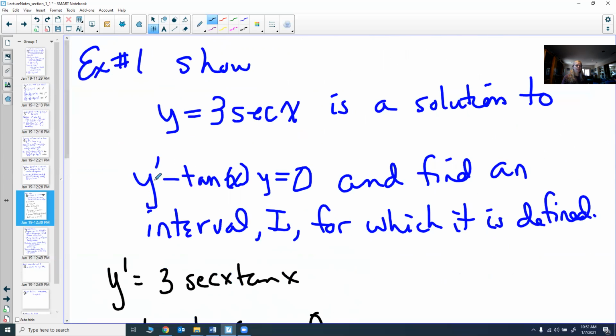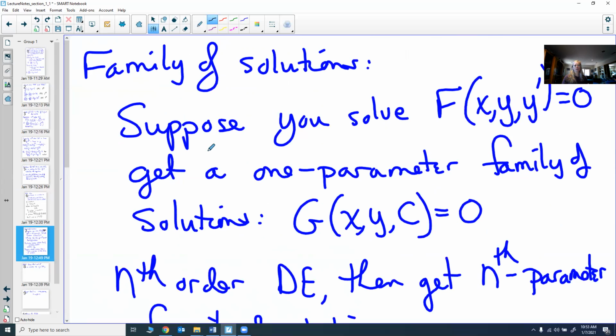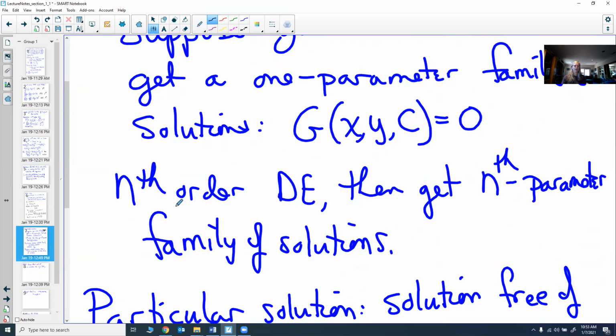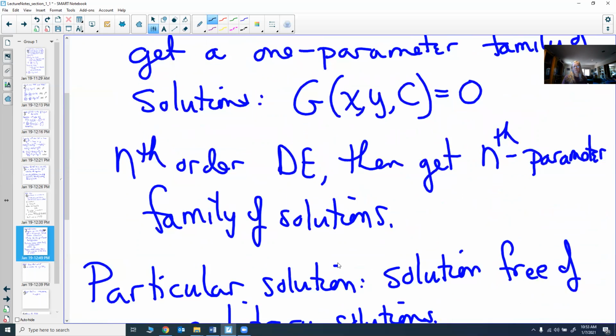In this occasion, we had just y equals 3 secant x, a single function. We know exactly where that function is. But we actually could solve a differential equation and get what we call a 1-parameter family of solutions. In other words, there's some constant in there, and it's called a 1-parameter family. If you happen to have a second-order differential equation, then you could have a 2-parameter family, and so forth. It depends on what order you have as to how many parameters you have. An nth order equation would have an n-parameter family of solutions.